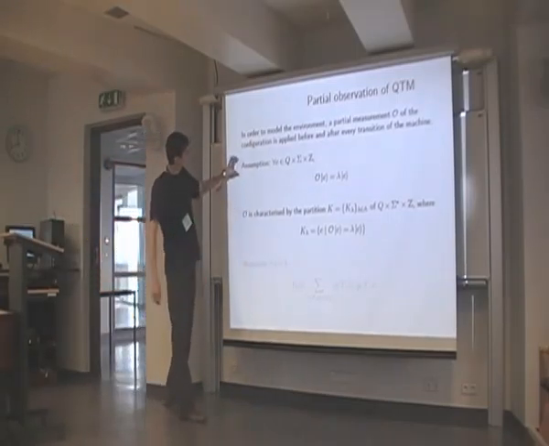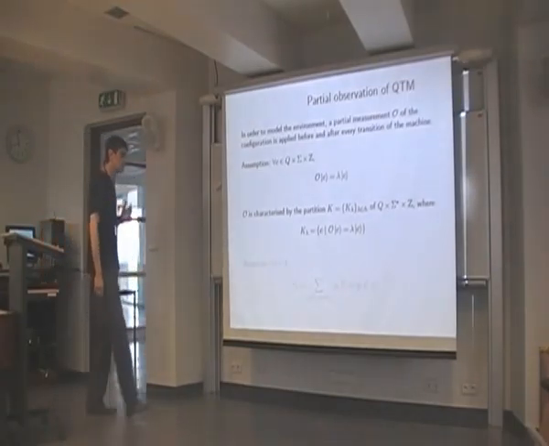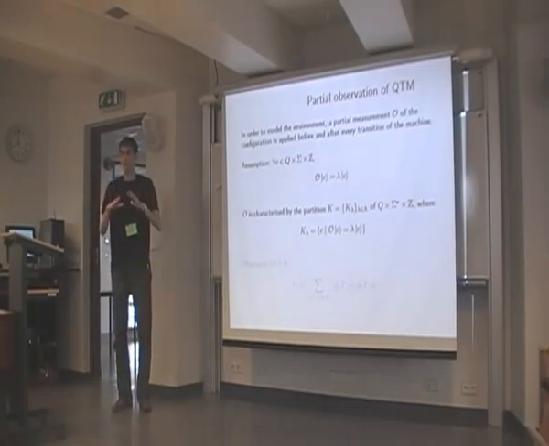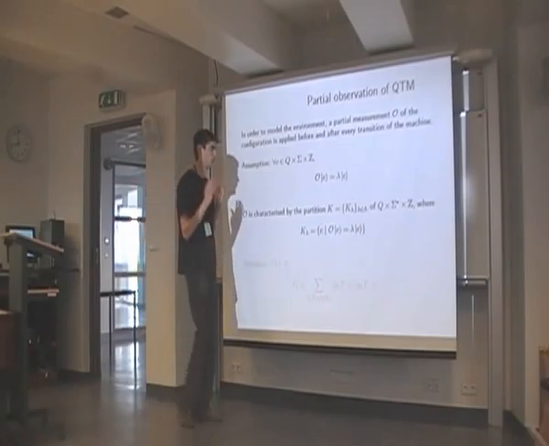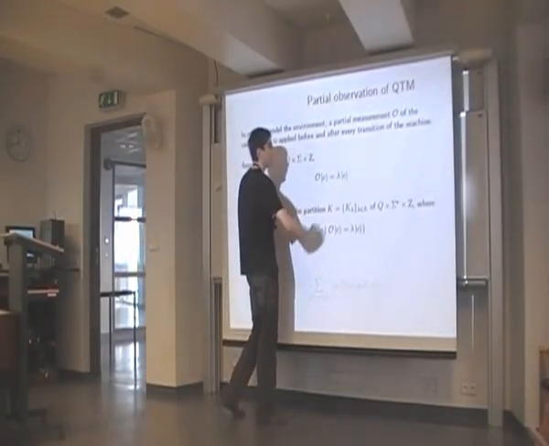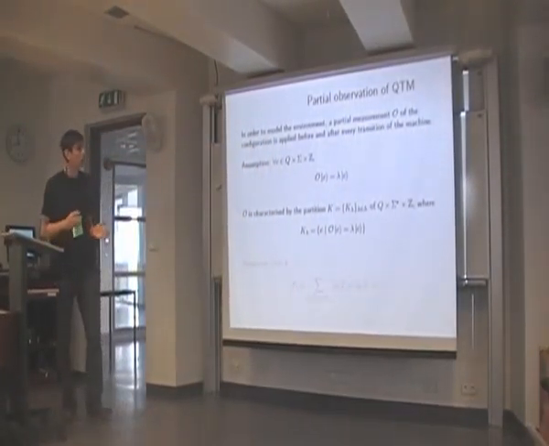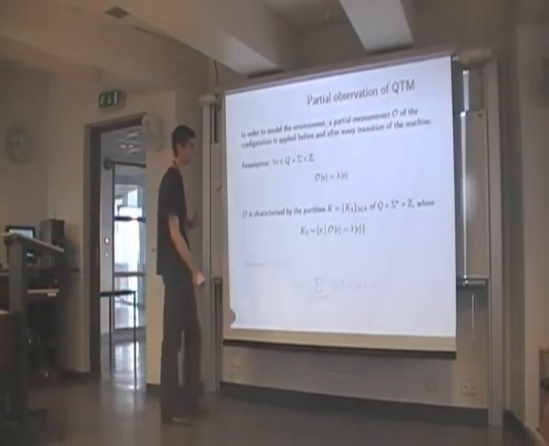So we have just one assumption for this observation of the environment. We assume that since the environment is classical, if the machine is already in a classical state, in a classical configuration, then this observation will not disturb the state of the machine. Okay? So the classical configurations have to be eigenvectors of the observable. Okay?